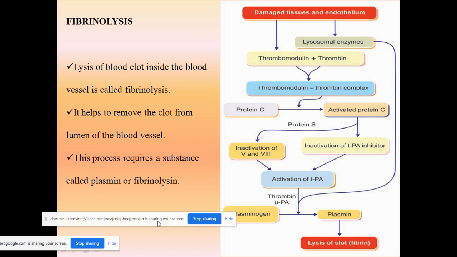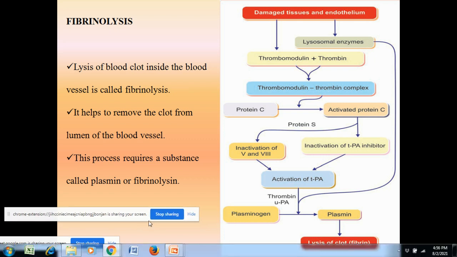Did you understand? So in the normal case, what happens? This TPA inhibitor will be present in normal condition. Okay, it will also be present during the process of blood clotting. So only if it is active, the plasminogen activator will not form during normal condition. But during tissue damage, okay, only if this is inactivated can the plasminogen activator be activated.